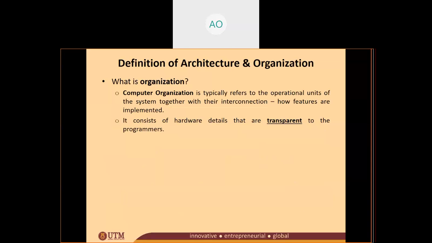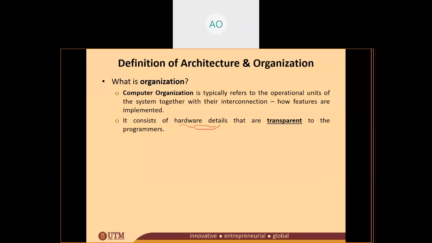Okay, next we are going to see what is an organization. Computer organization typically refers to the operational units of the system together with the interconnections, which is how features are implemented. It consists of hardware details that are transparent to the programmer. In this case, you know how many input output are available, and what the input output are.